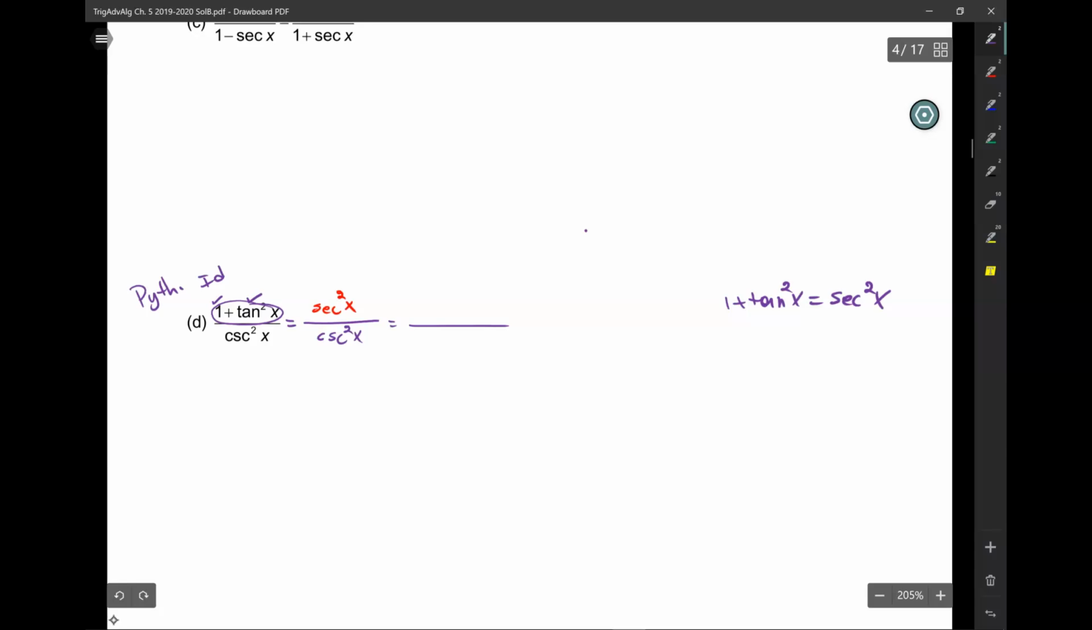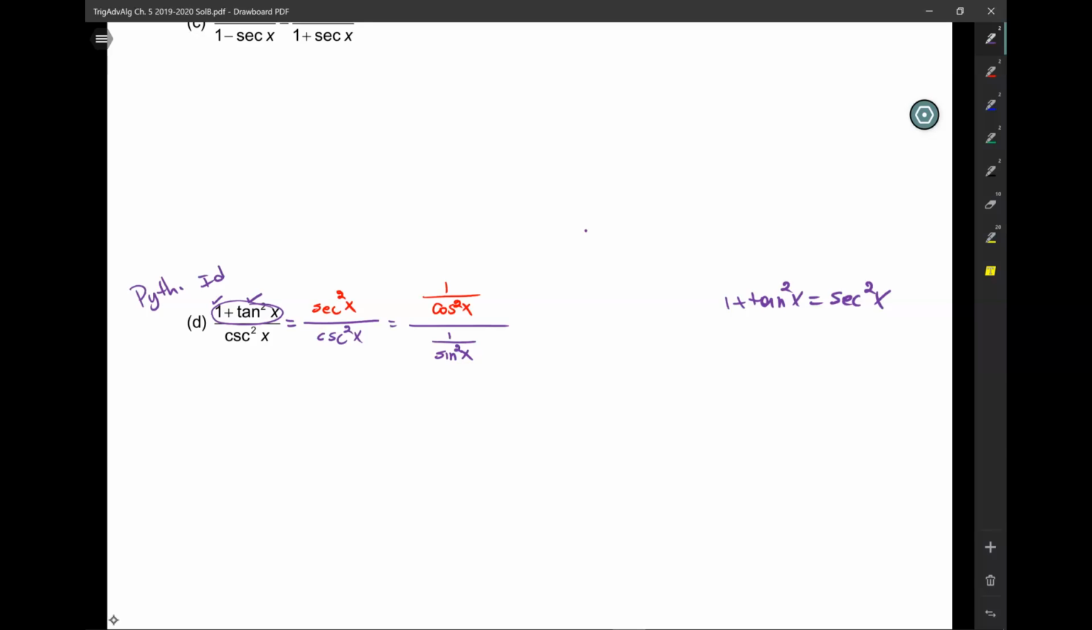Now I look at this and I kind of don't have much to do, so I say, hey, let me change everything into sines and cosines. Okay, in the numerator I have secant. Secant is 1 over cosine, right? Yes. Secant squared is 1 over cosine squared x. Hang on. In the bottom, I have cosecant squared, and that's 1 over sine squared x. Now, it's not cotangent. Let's not jump ahead.